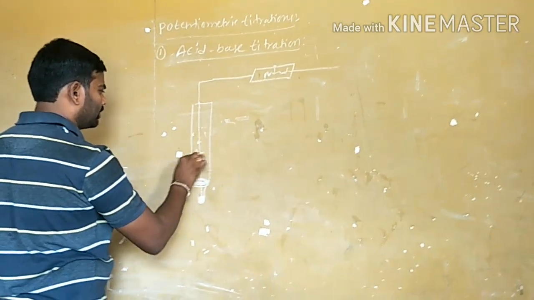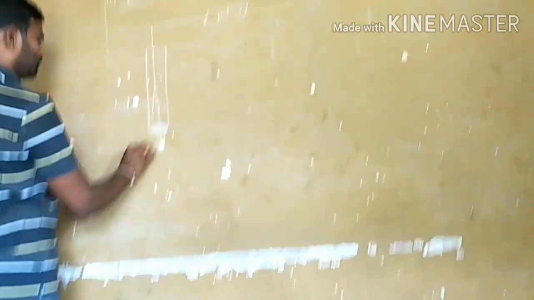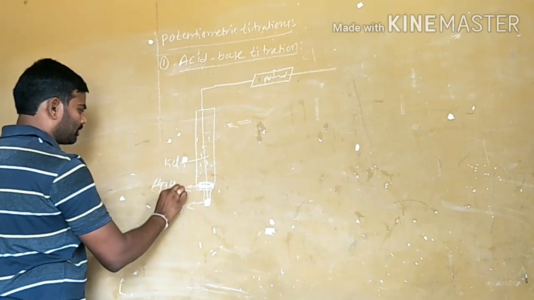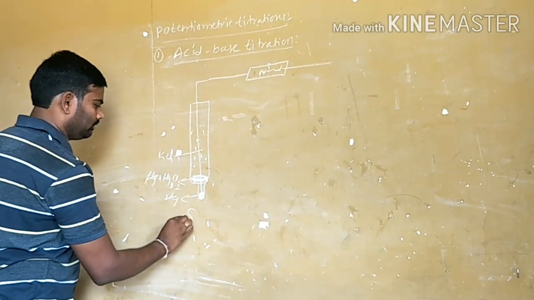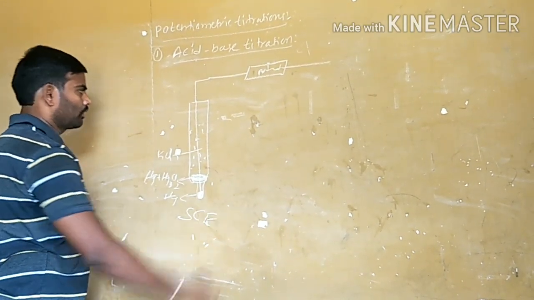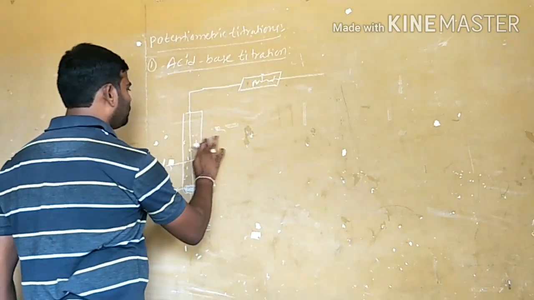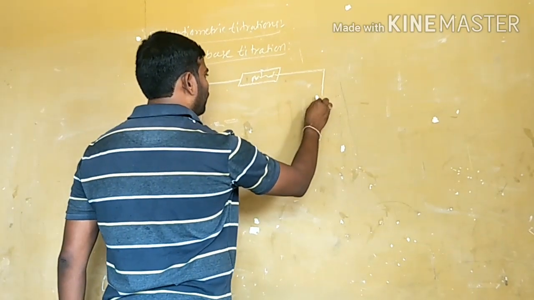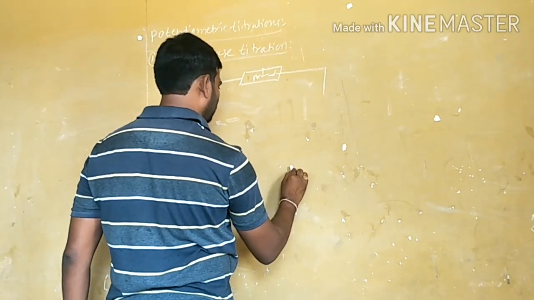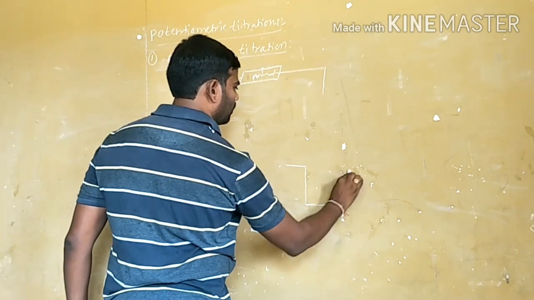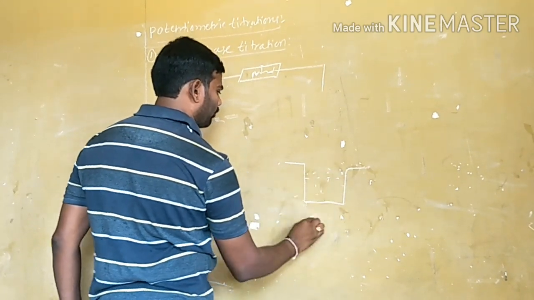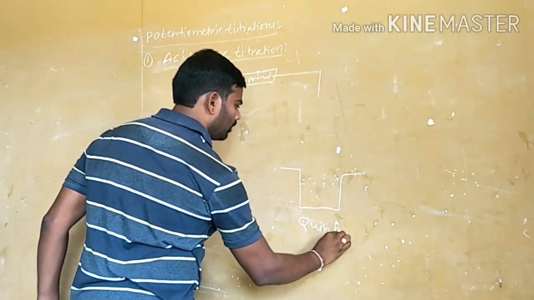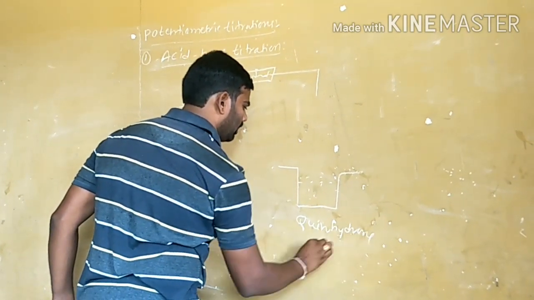Saturated calomel electrode, this is a KCl solution. Mercurous chloride. Saturated calomel electrode. And here we are taking a quinhydron electrode. The quinhydron electrode is taken as an indicator electrode. Quinhydron electrode.